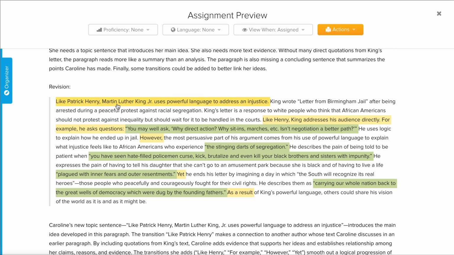And then you can see that she's added a lot of evidence. I think in her draft, she only had one quote. Yeah, she only had one quote in her original draft. And now it looks like she's got about 7, which is fantastic. And look, they're not terribly long quotes either. They're not like super long sentences.